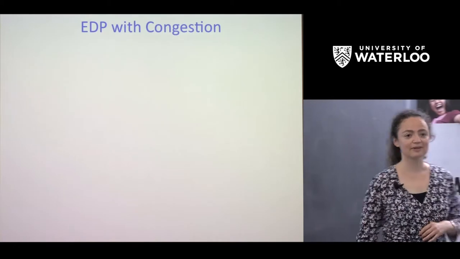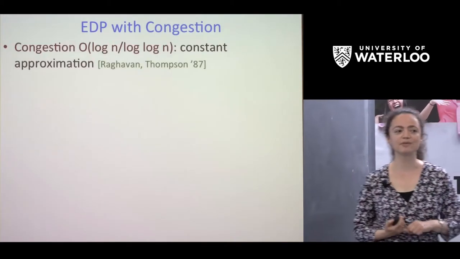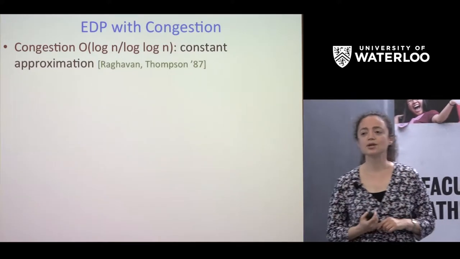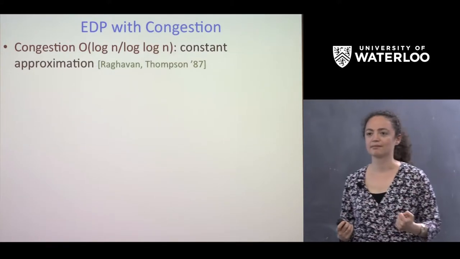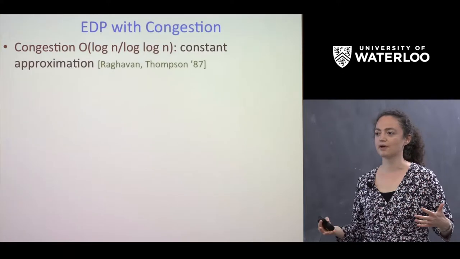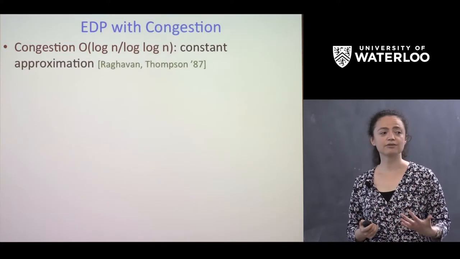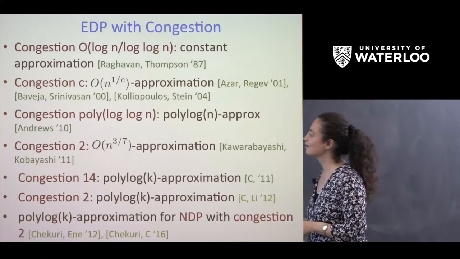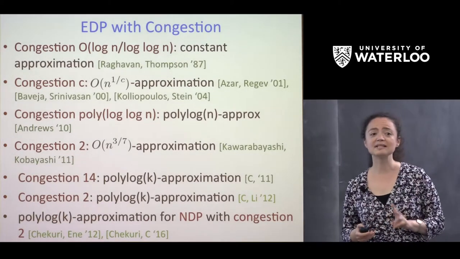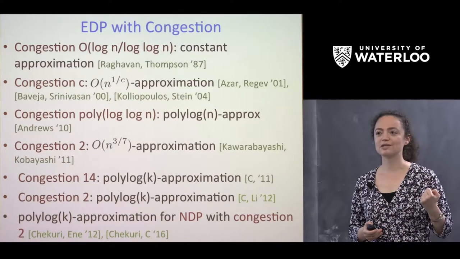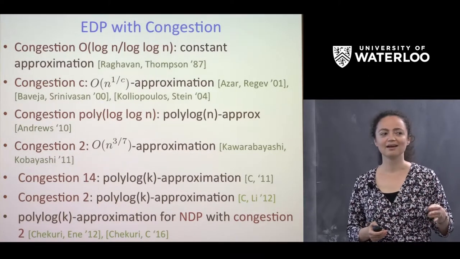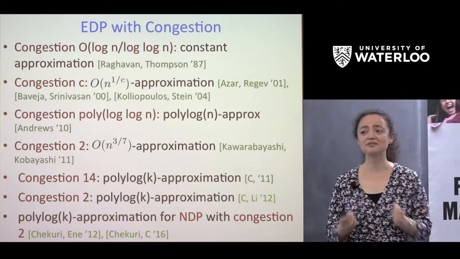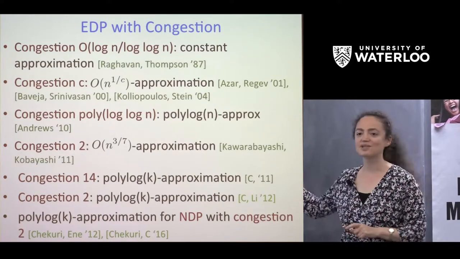This problem also has a really long history, starting from Raghavan and Thompson. Their famous paper on the randomized rounding technique for LP rounding was actually for this problem. They showed that if you allow the congestion to be almost logarithmic, then you can get a constant approximation in terms of the number of pairs routed, which is really great, but it's a lot of congestion. We want much smaller. There was a very, very long line of work here, and I won't even list all of it. But today we know that if you just allow congestion 2, you can get a polylog approximation for both edge-disjoint paths and node-disjoint paths. It's pretty striking. If you want to route on disjoint paths, there is pretty much nothing you can do. But if you just allow congestion 2, suddenly you get almost reasonable approximation algorithms.